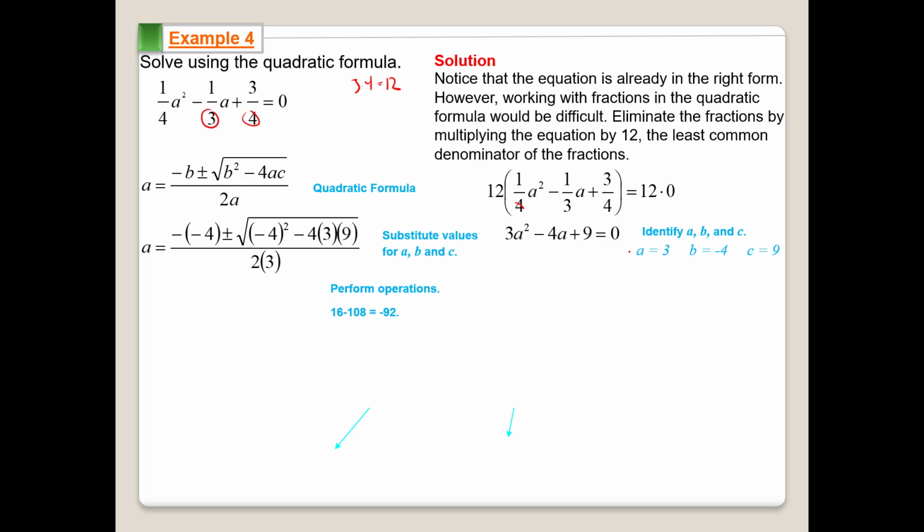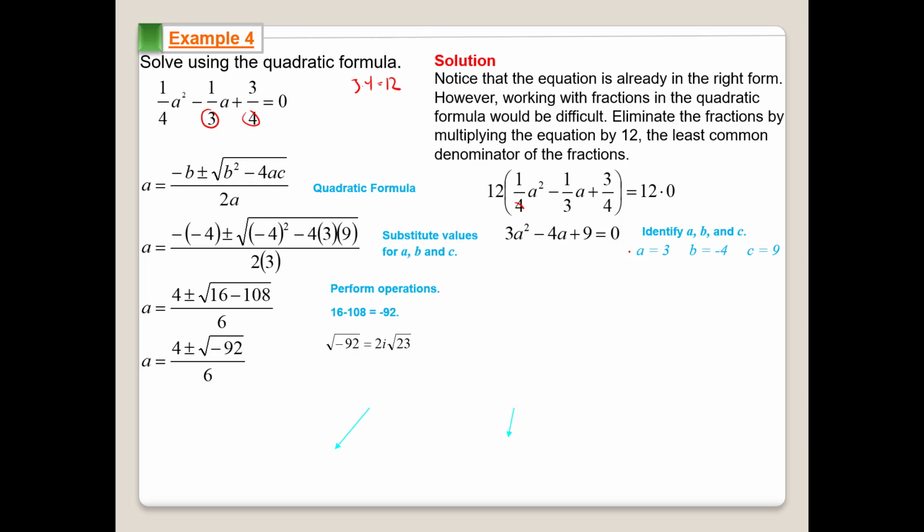Inside there, negative 4 squared is 16, minus 4 times 3 times 9, which is 108. So we should get negative 92. And that's the number they got right there underneath the square root. Negative 92 can become 2i square root of 23.